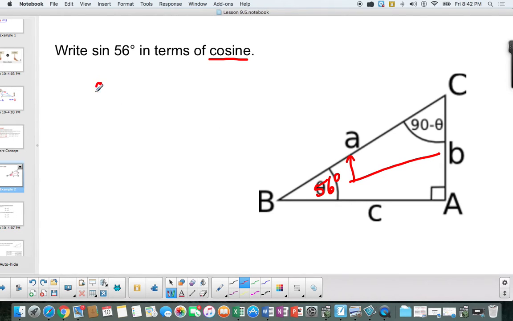For cosine, what we're going to do is we're going to work with the acute angle. So we're going to take 90 minus 56, which is going to be 34 degrees. So the cosine of 34 degrees, here's 34, adjacent, which is B, over A. So the cosine of 34 degrees is the same as the sine of 56 degrees. The two acute angles that are complementary, cosine of one is equal to the sine of the other.